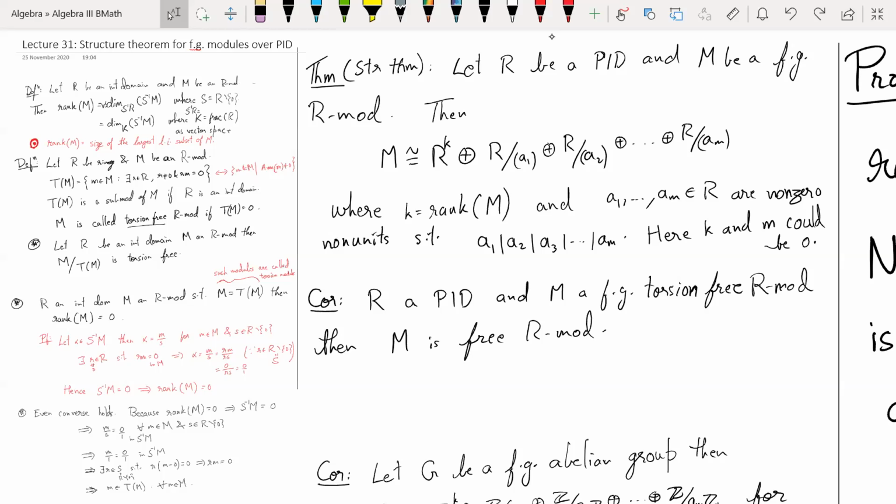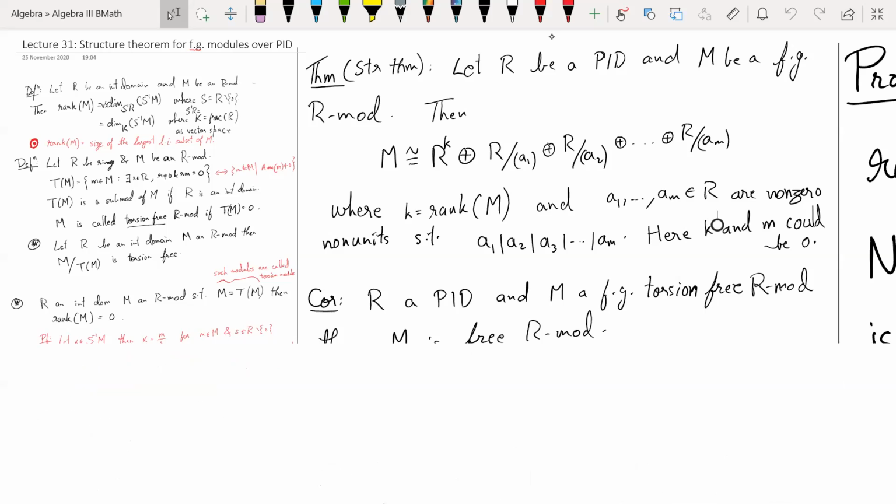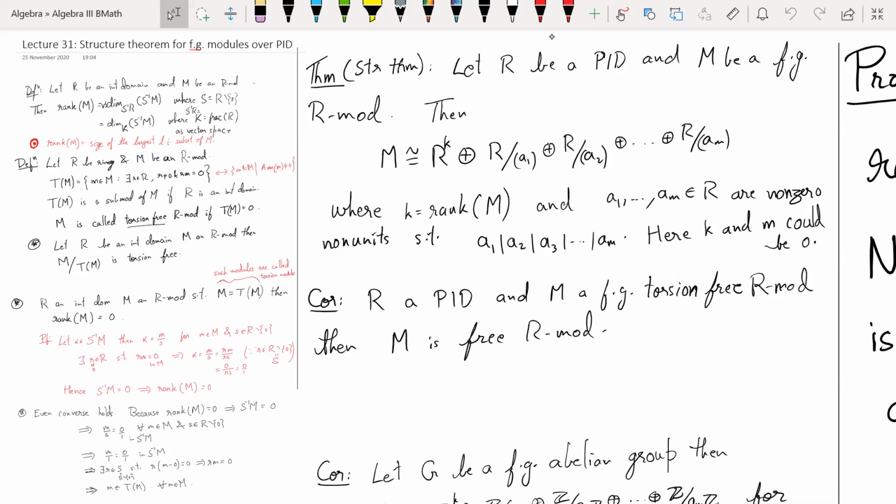Any other question? Sir, I have one. If we know that a module is finitely generated and it is torsion free, can we say it is free? Yeah, so that is not true in general, but it is true for a PID. So this we will see. You can see it right now as a corollary of the structure theorem. But maybe we'll also see an example where this fails, if R is not a PID. Okay. Any other question?